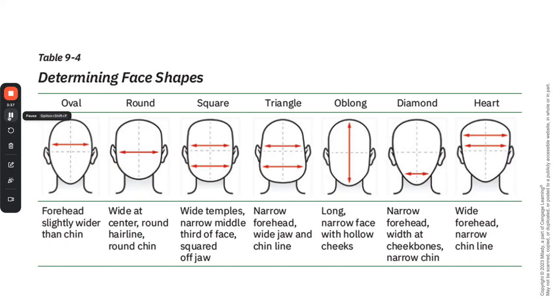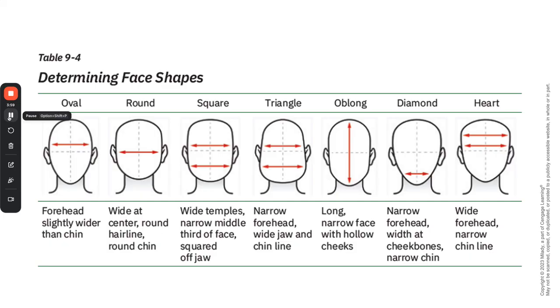I do encourage you guys to look at the red arrows so that you can see how all of the face shapes are slightly different. Okay, our oval face shapes have a forehead that is slightly wider than the chin. Just as a rule of thumb, oval is the ideal face shape, so they can basically handle any kind of style.